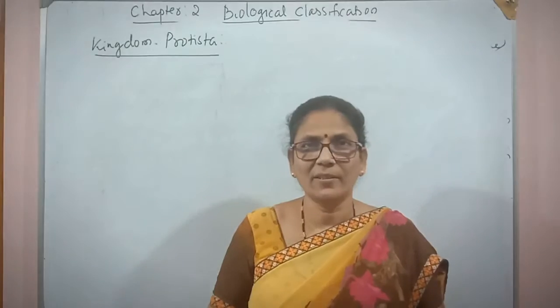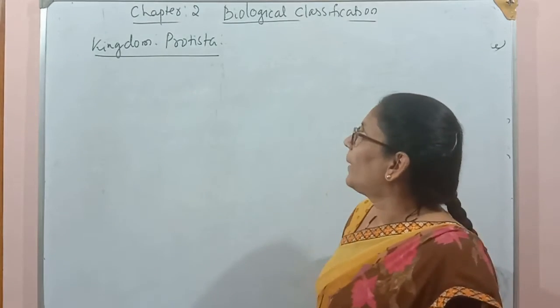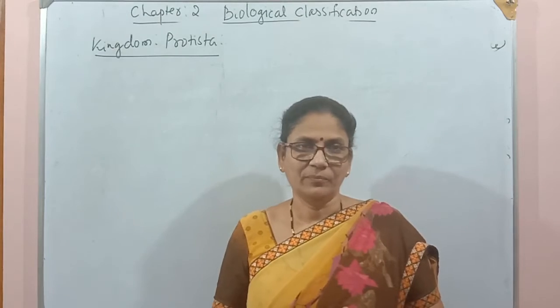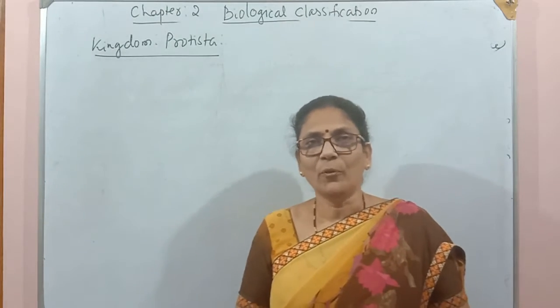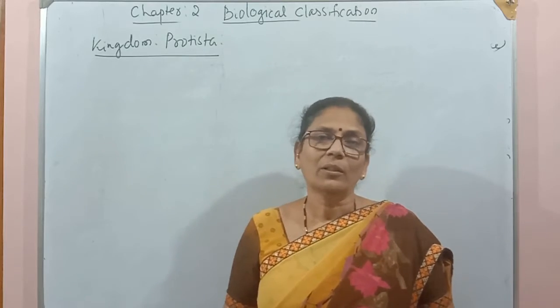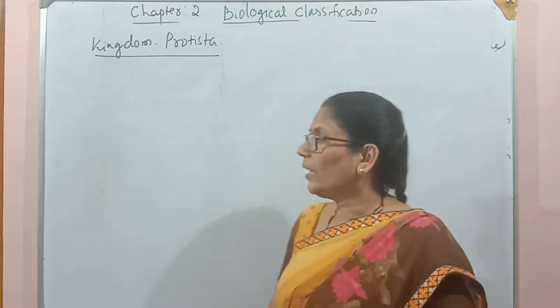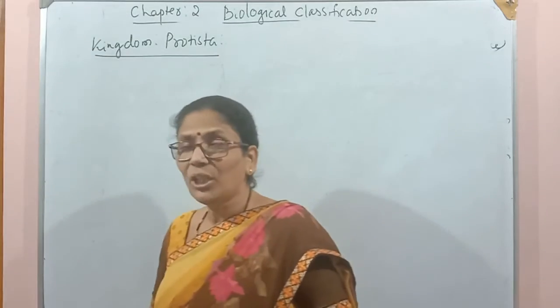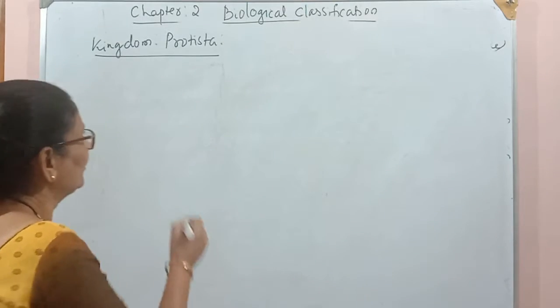Good morning, students. Today I am going to discuss with you the second topic, biological classification. In the last class we discussed up to kingdom Monera. We'll continue with the next kingdom, kingdom Protista. Kingdom Protista includes unicellular eukaryotic organisms.